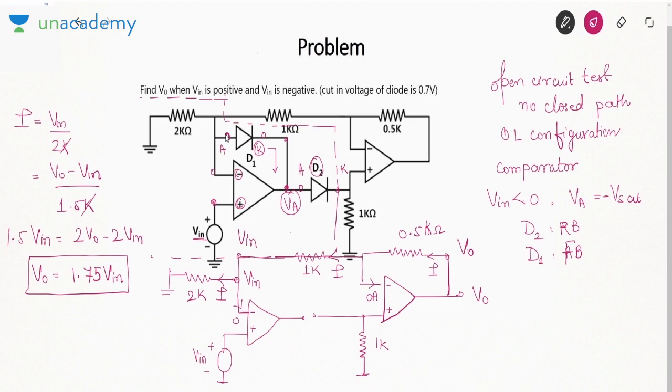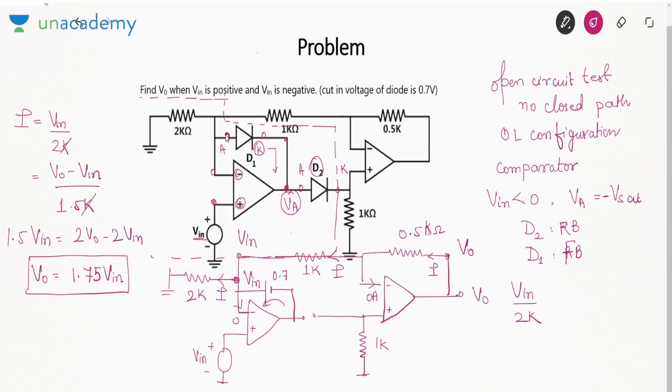If D2 is reverse bias, it will be open circuited like this, and D1 will be replaced by a battery 0.7. Now, again you can apply virtual ground due to negative feedback. If I can apply virtual ground, the voltage here will be Vin and the current will again be Vin by 2K. Okay, and the voltage here is V0. If the voltage here is V0, what can you say?